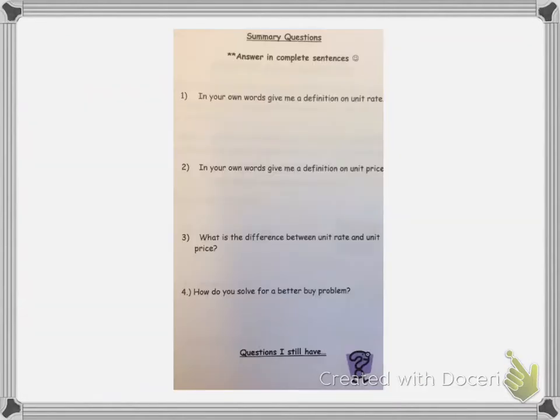Now take this time to complete your 4 summary questions, and remember that you need to write in complete sentences. Any questions that you still have, please place on the bottom. Good luck!